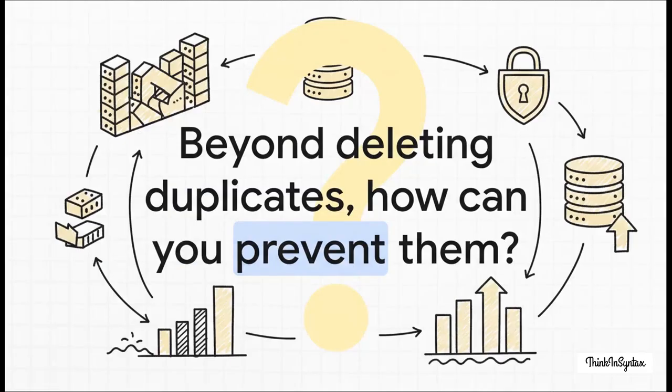And that brings us to the final and maybe the most important question of all. Look, deleting duplicates is great, but it's basically just cleaning up a mess after it's already happened. The real pro move, the real goal is data integrity. So the ultimate question to leave your interviewer with isn't just how do I delete them? It's how do I build my database with things like unique constraints so this mess never even happens in the first place?